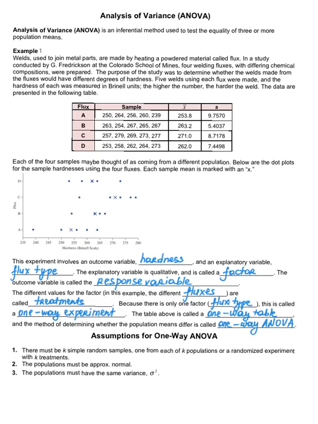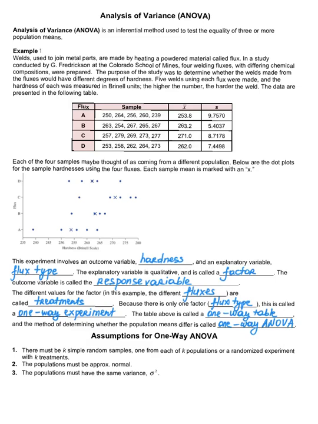This experiment involves an outcome variable, which is the hardness, and an explanatory variable, which is the flux type. The explanatory variable is qualitative and is called a factor. The outcome variable is called the response variable. The different values of the factor, in this example, the different fluxes, are called treatments. Because there is only one factor, flux type, this is called a one-way experiment. The table above is called a one-way table, and the method of determining whether the population means differ is called one-way ANOVA.